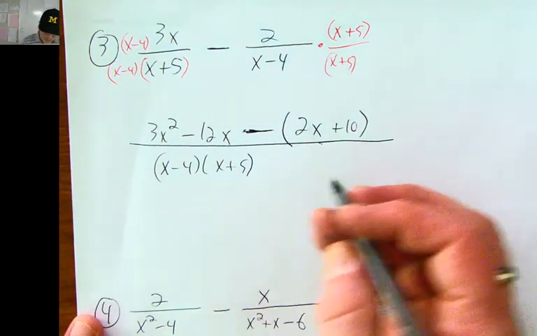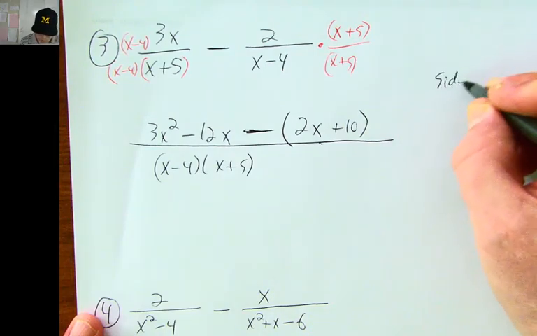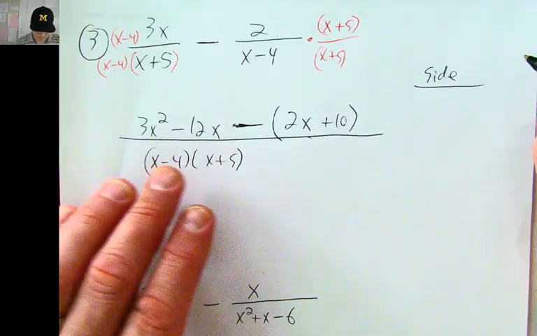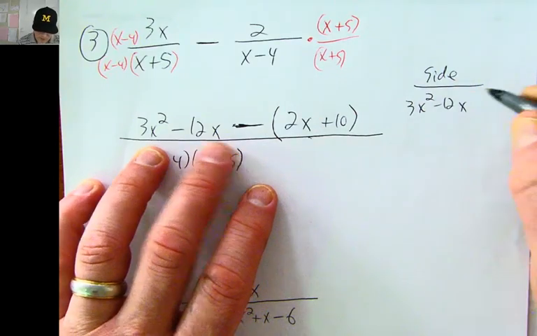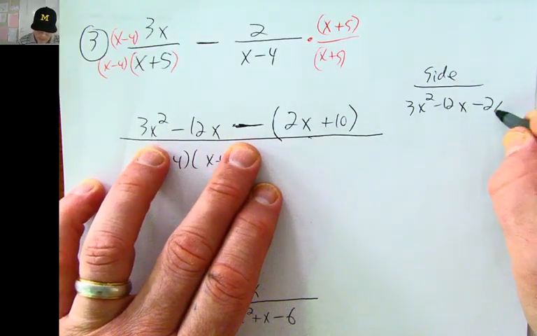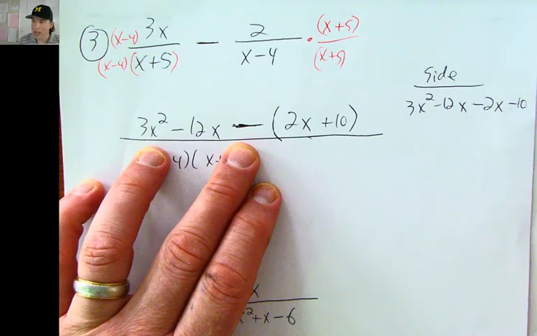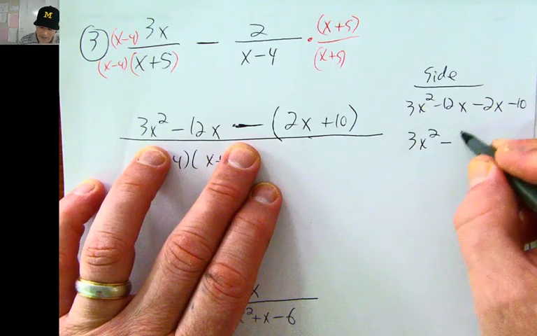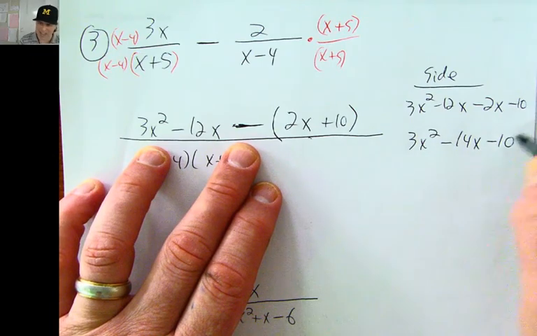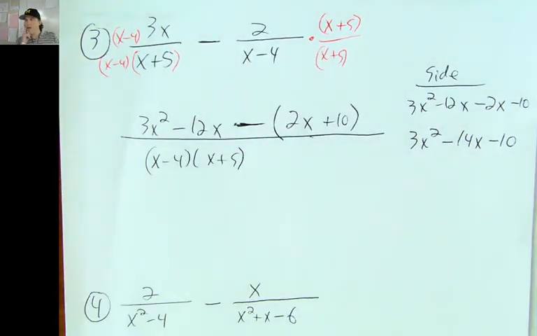Now, let's do a little side work for that numerator. It becomes 3x squared minus 12x. If you distribute the negative, then it becomes minus 2x minus 10. Adding up your like terms, you get 3x squared minus 14x minus 10. Then you try to factor that.